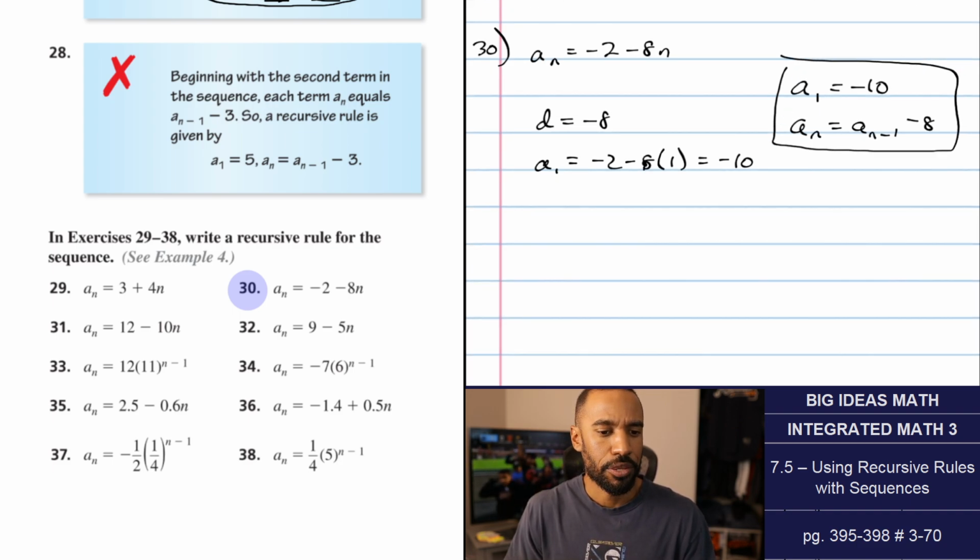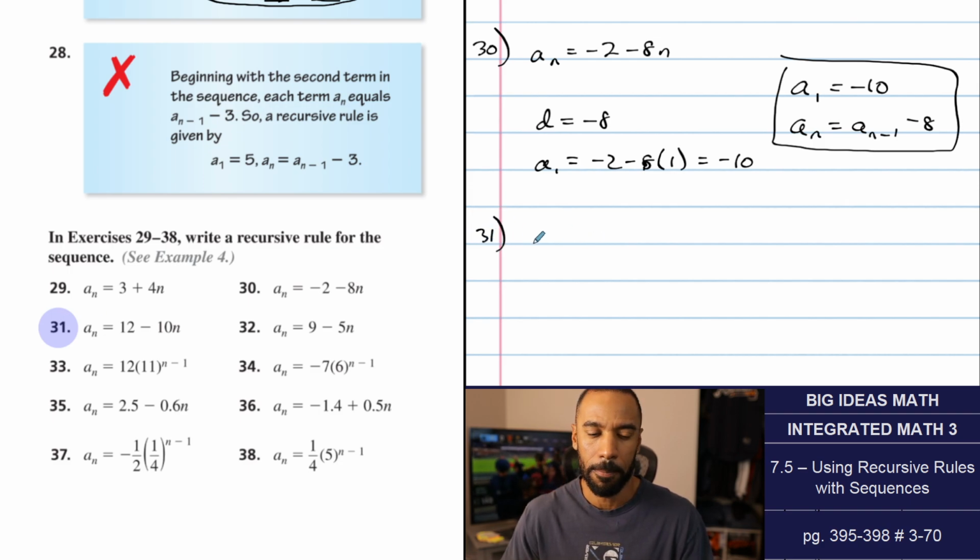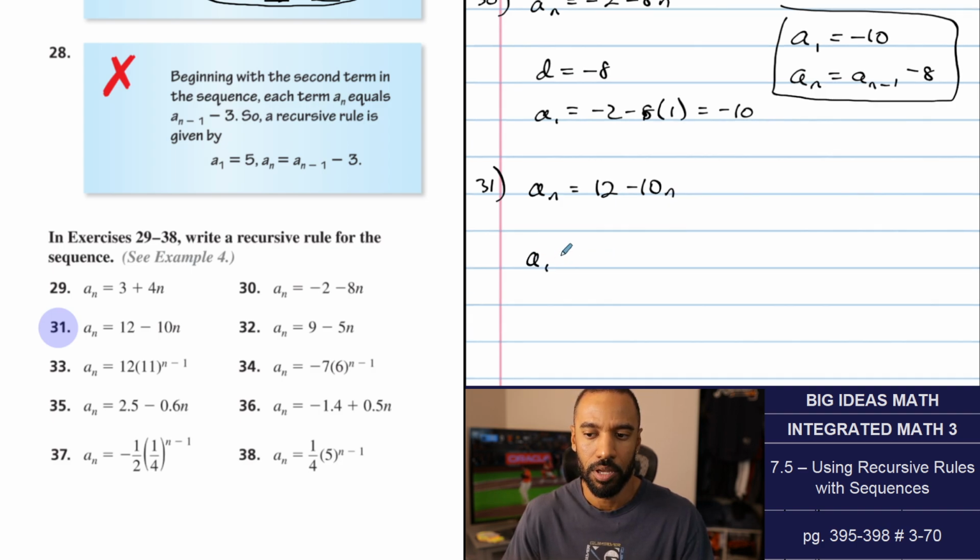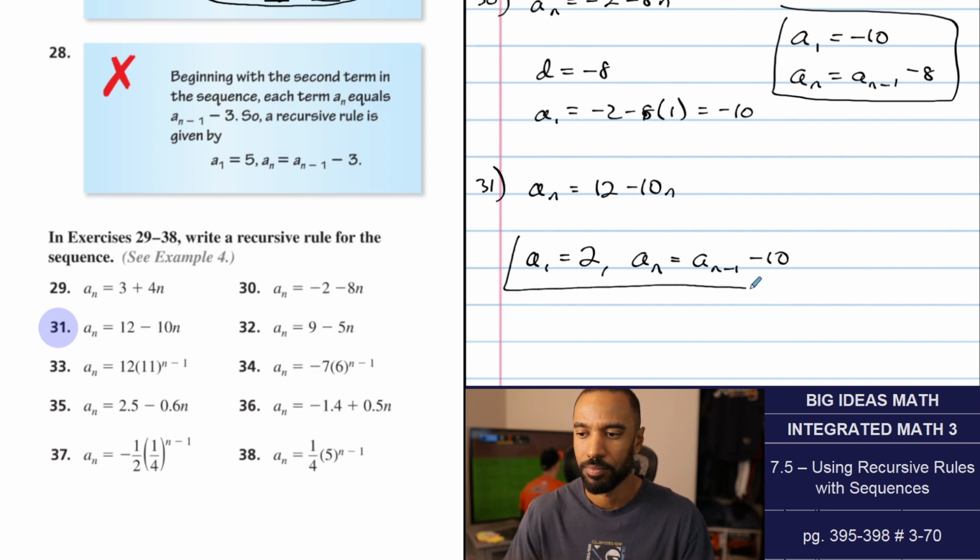Numbers 31 and 32 are also arithmetic, so I think these can go as fast as what we've seen, so I'll call them out loud. A sub n equals 12 minus 10n. We have a common difference of -10, and 12 minus 10 gives me 2, which is our first term. So your first term is 2, and for the next term, we subtract 10 from any previous term.